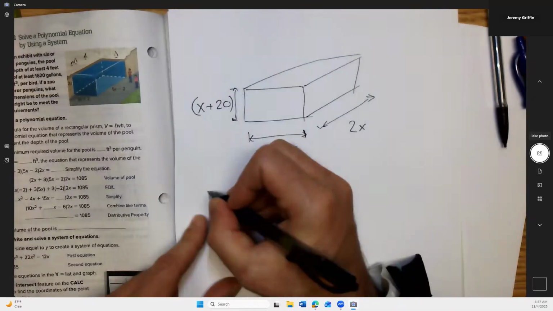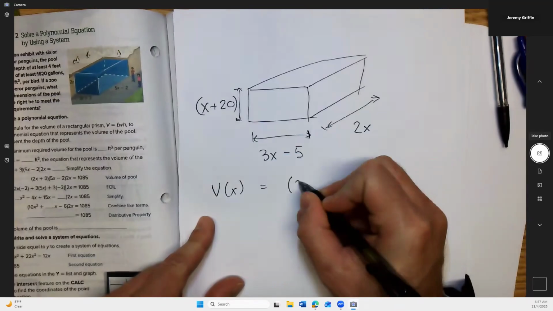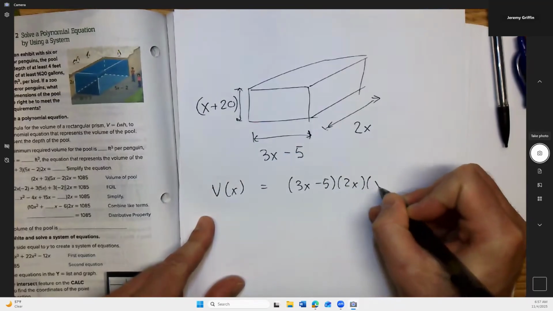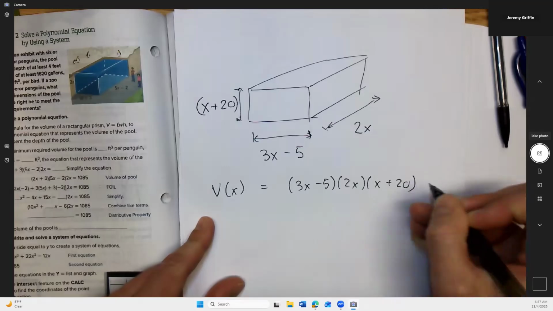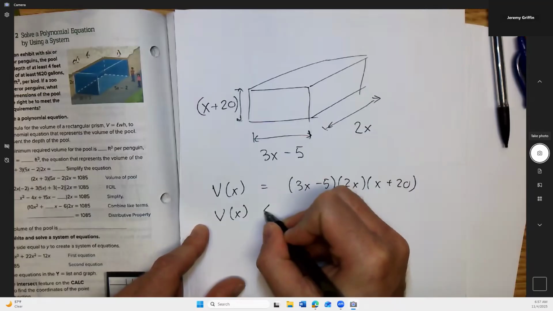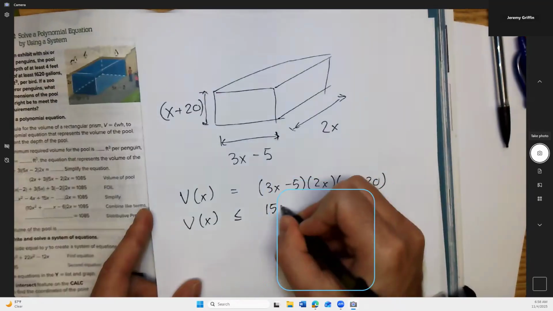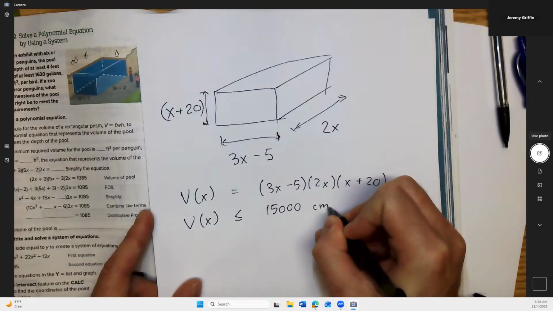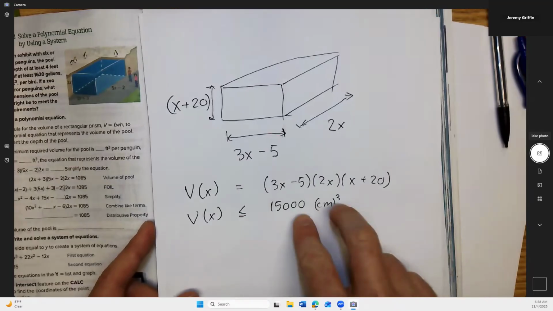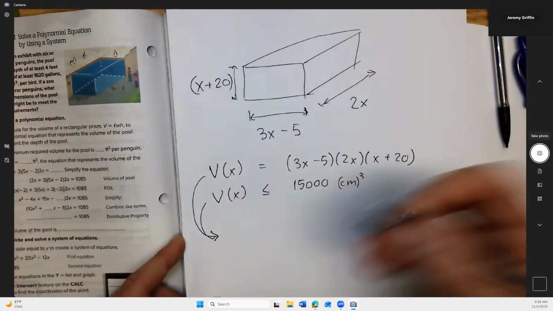So I could say the volume as a function of x, if you write it that way, could just be all those multiplied: 3x minus 5, 2x, x plus 20. Okay. Now, I do want the volume to be less than or equal to 15,000 cubic centimeters. So what I can do is set these equal to each other and then subtract over the volume and get it set equal to 0, just like I've been doing all along.